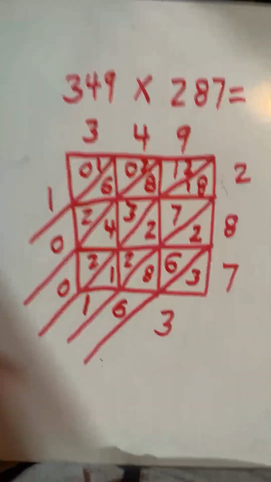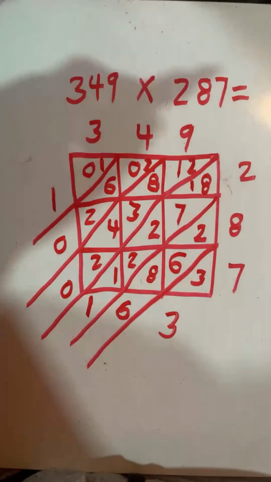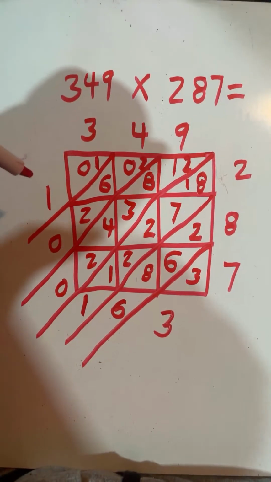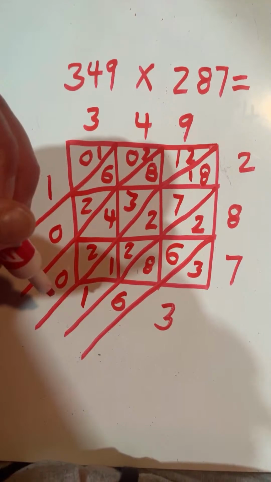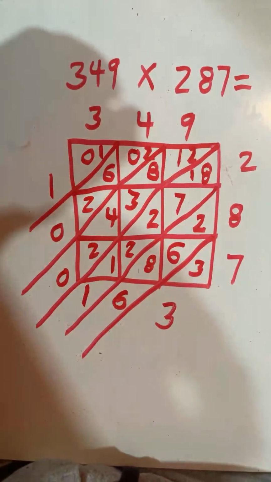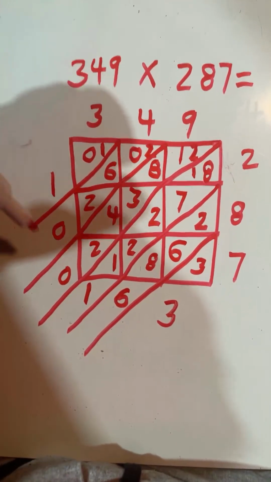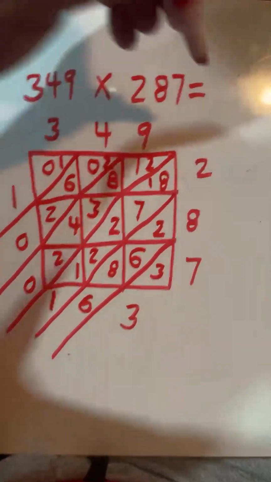All right. But I'm going to now read the number from left to right. So we have our final answer. So we have a 1 in the 100,000s place, 0 in the 10,000s place, 1 in the thousands place, 6 in the tens place, and 3 in the ones place. So our final answer is 100,163.